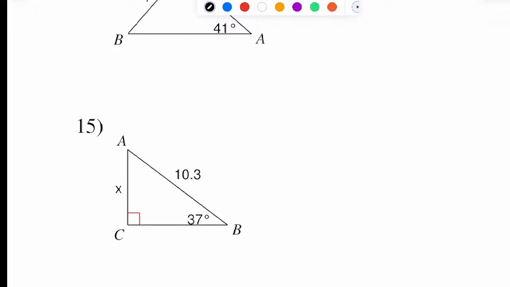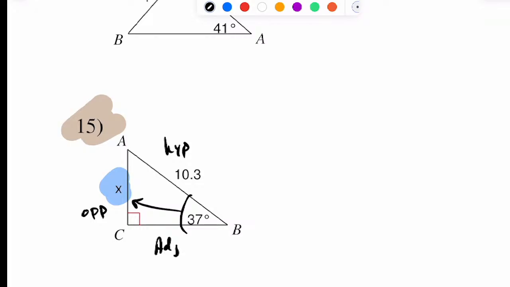Here's 15. For 15, they want us to find x. This is my reference angle, 37, so directly opposite. Label it just like you did in the previous two or three examples: opposite, adjacent, hypotenuse. In this situation, this involves the O and the H, so O and the H is sine.